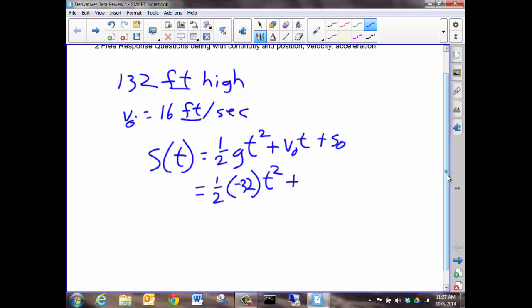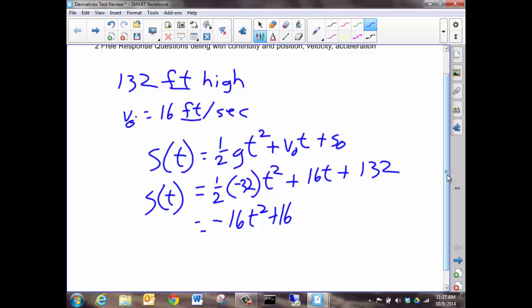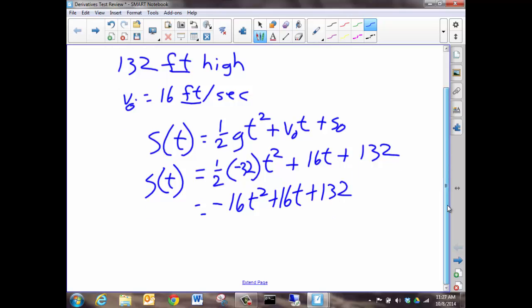No, it's always 32. It's always 32 and always negative 9.8. What good? That's my question. Why is it negative? Gravity is pulling down, pulling me back towards the center of the earth. Now, what am I going to put for the initial velocity here? 16. What am I going to put for the initial position? 132. So there is my position function. And I could clean that up to be negative 16t squared plus 16t plus 132.